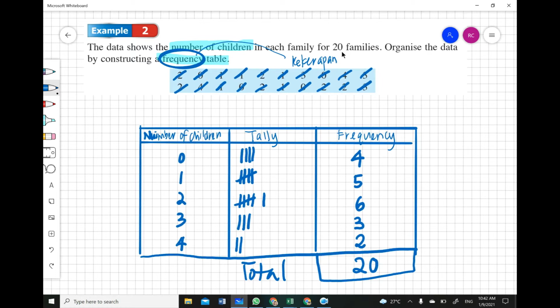Coincidentally, it's like one family, one child. But because they're already diversified, you can see there are 4 families that have 0 children, and 2 families that have 4 children. So everything is already diversified, out of the 20 families. That's all on how to construct a frequency table. Are you okay?